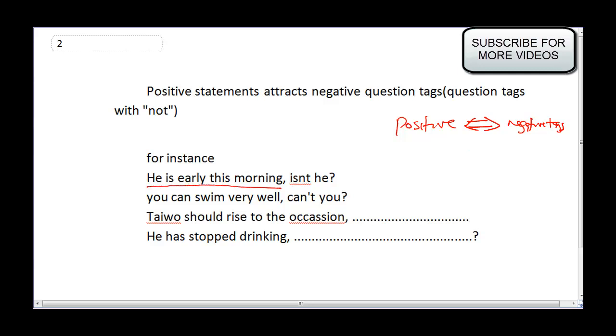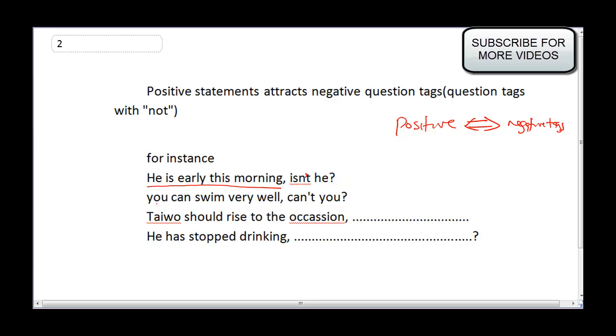Now, notice, what is a negative tag? Since he is early this morning, you say, isn't he? Isn't he is called a negative tag. So a negative tag carries the likes of not. So "is not he" is summarized as "isn't he."